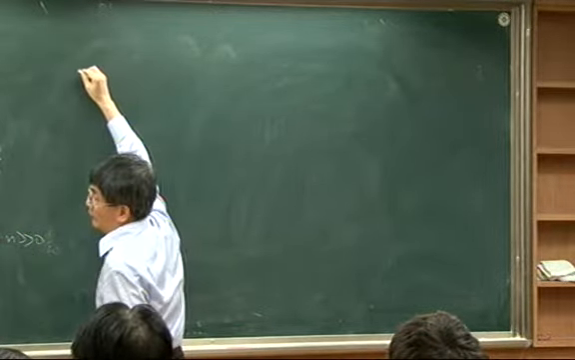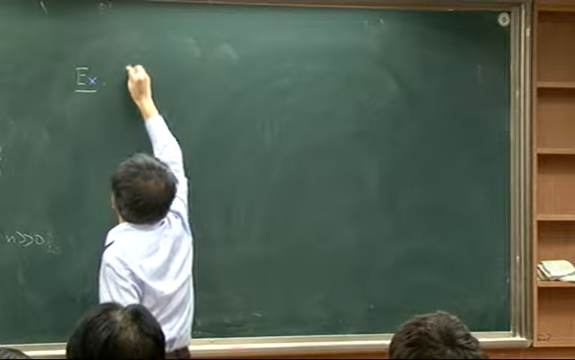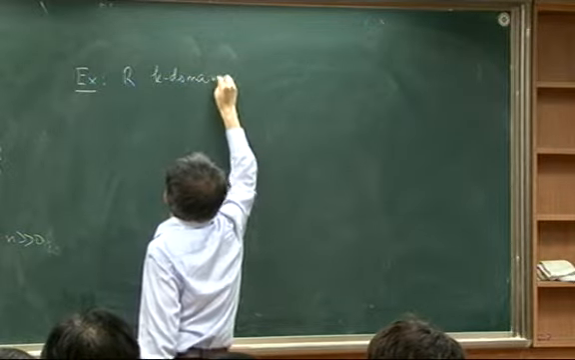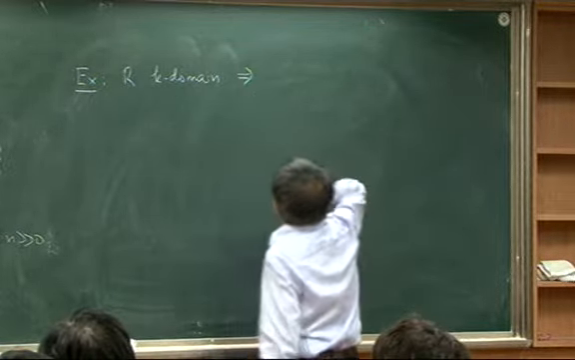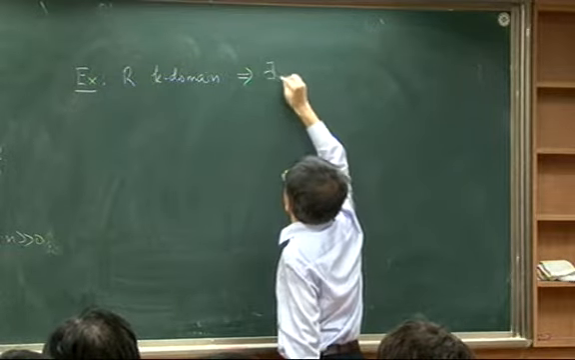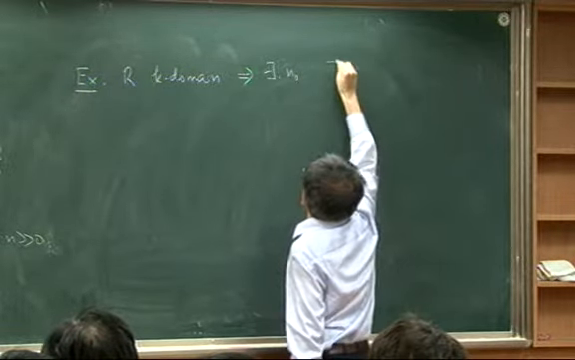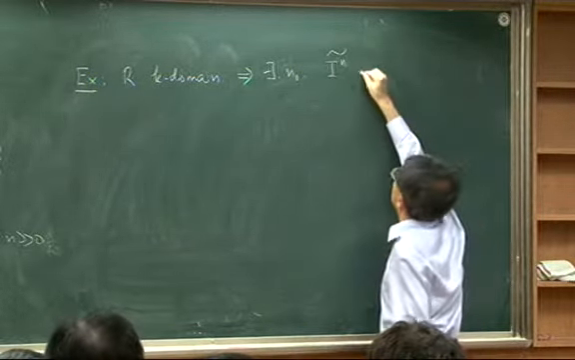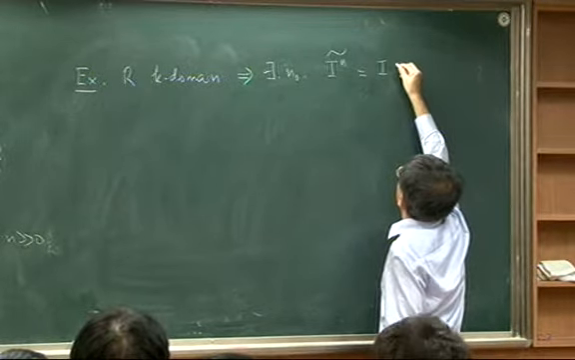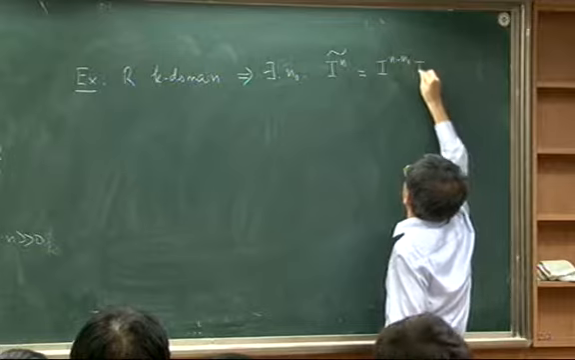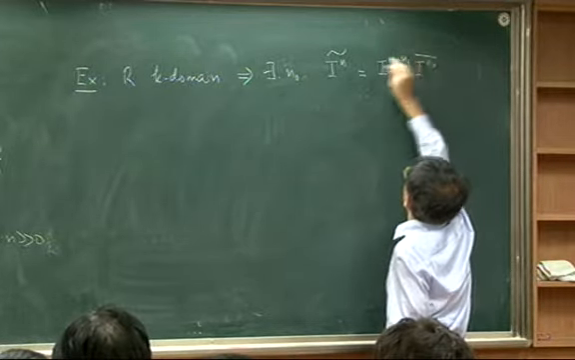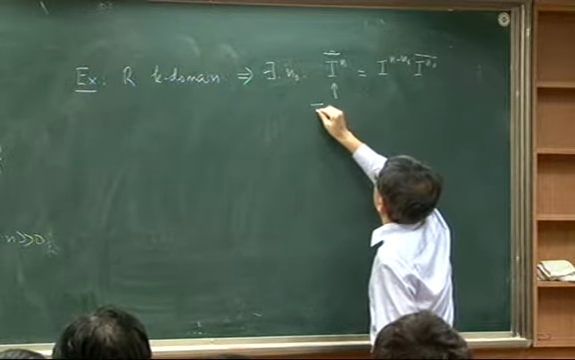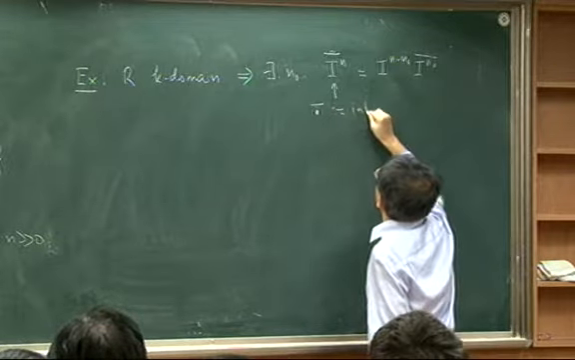Now, another example. Suppose R is a K-domain, a graded algebra over a field. Then in this case we know that there is a number n0 such that the integral closure of a power of I is equal to I^(n-n0) times the integral closure of I^n0. No, this is not the saturation. This one is the integral closure.